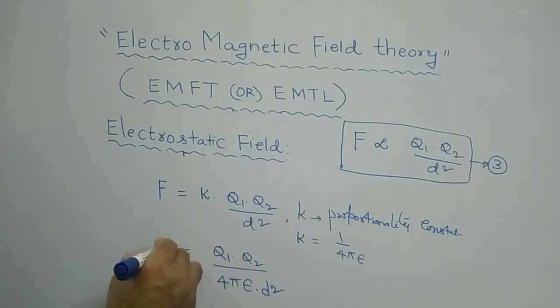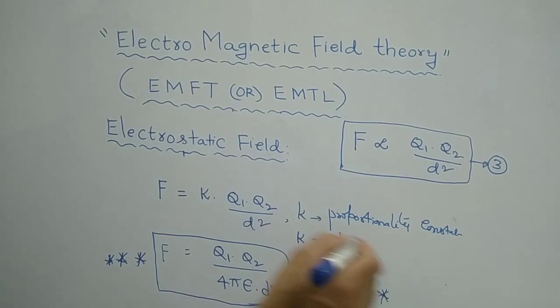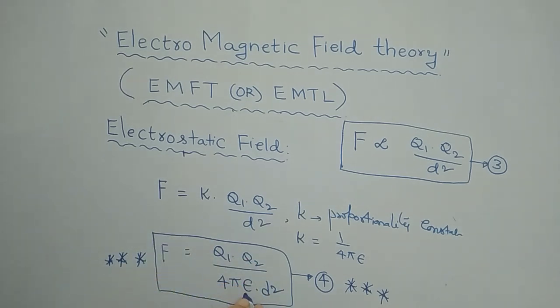This particular relation, you can call it equation number 4, whatever it is, no problem. This equation number 4 is called Coulomb's law of electric force. This is very, very important. Where epsilon is the permittivity.